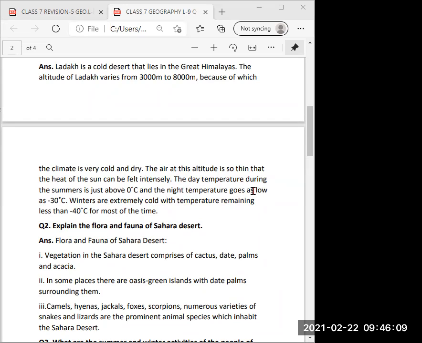The air at this altitude is so thin. इतनी height पे जो air है वो बहुत ही thin है, कम है, that the heat of the sun can be felt intensely.